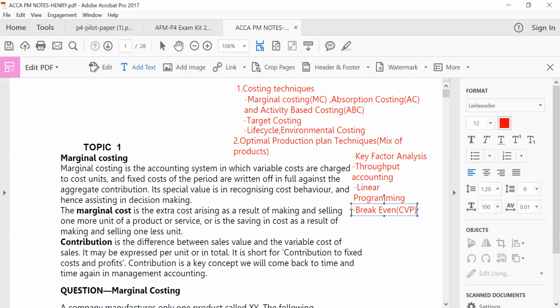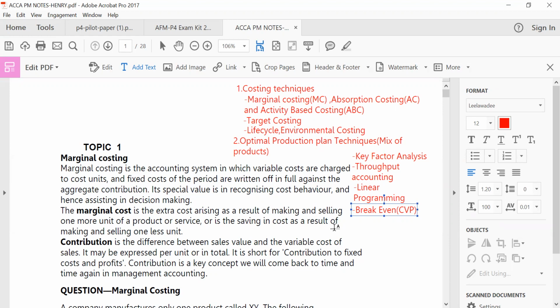So when we are in a dilemma as to the number of units to produce, we tend to have a main headache called optimal production plan techniques, which brings techniques that if you're confused as to the number of units to produce, you can rely on either key factor analysis, throughput accounting, linear programming, or break-even or CVP to help you decide the number of units to produce.